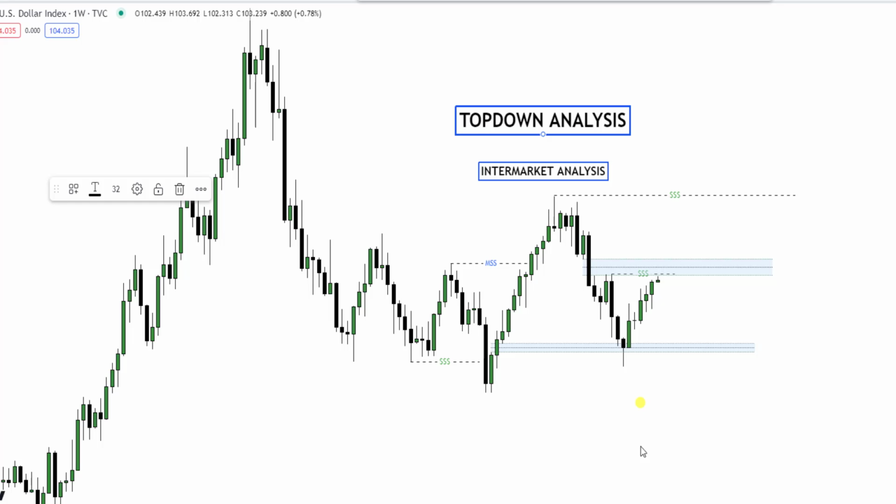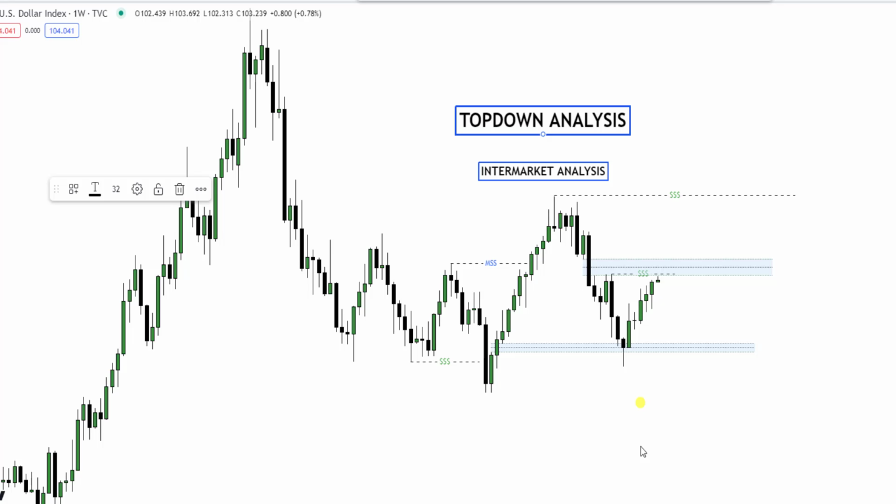If you're trading any dollar paired currency or you're trading futures indices, let me show you the fastest way to get your weekly bias, and that is basically how to do intermarket analysis and know exactly what the dollar will be doing over the week and predict it correctly as a professional trader. So let's go into it.